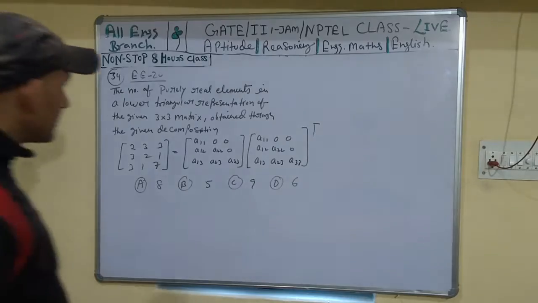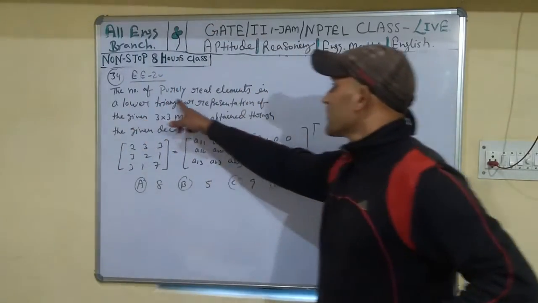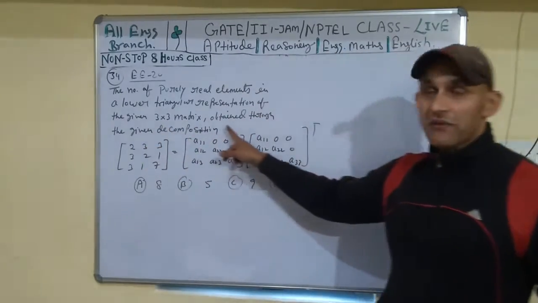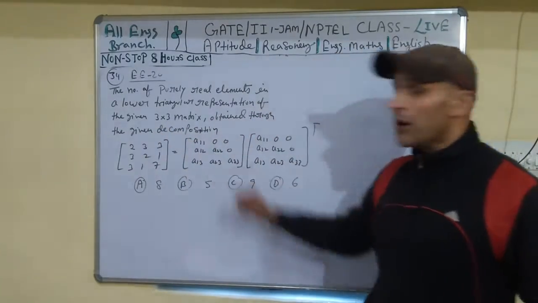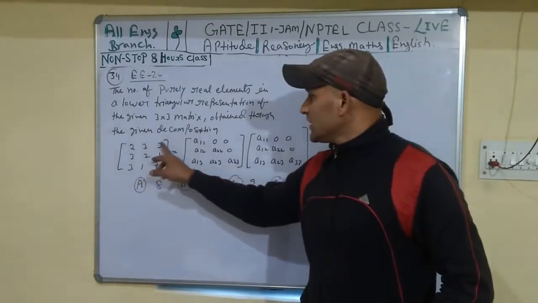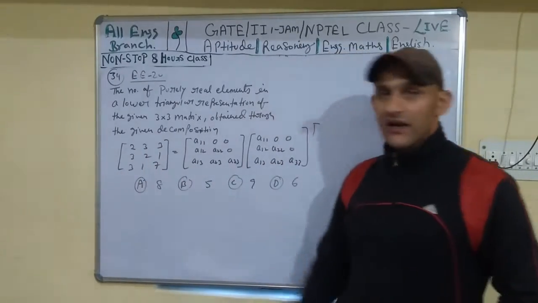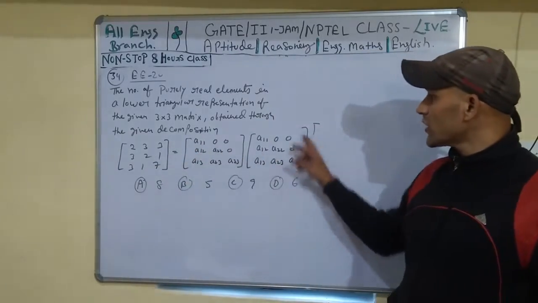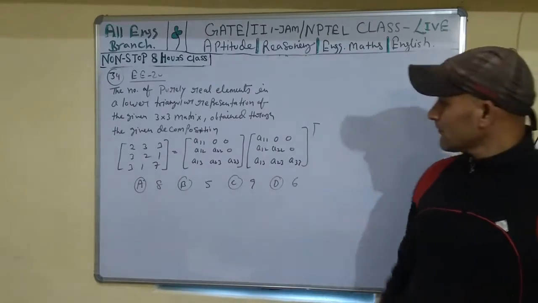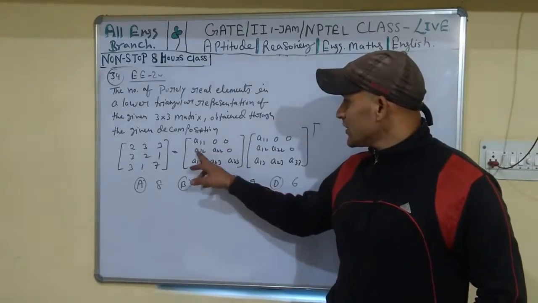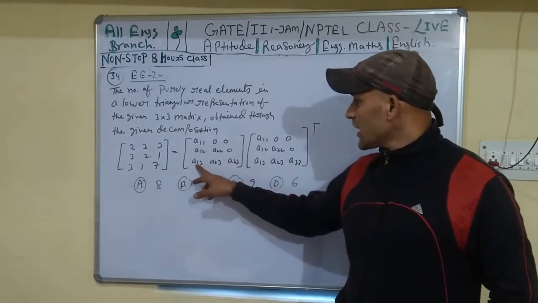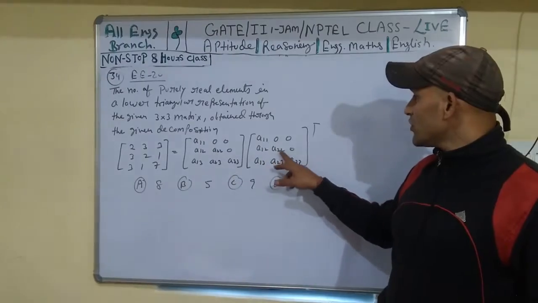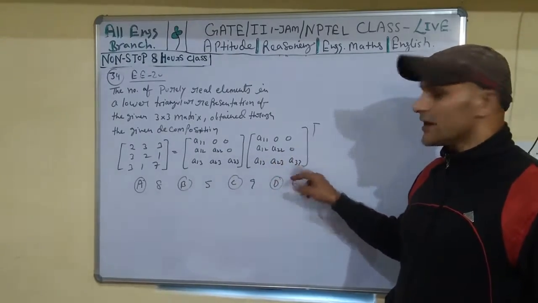Ashish, he is from Delhi, and he has asked this question: the number of purely real elements in the lower triangular representation of the given 3 into 3 matrix obtained through the given decomposition: 2 3 3, 3 2 1, 3 1 7. That 3 into 3 matrix is equal to a lower triangular matrix times another lower triangular matrix, which is its transpose. So A11 0 0, A12 A22 0, A13 A23 A33, and then the transpose.